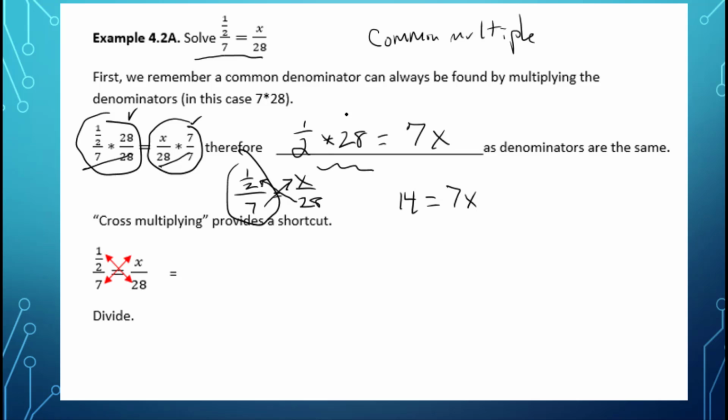So I can cross multiply, and then divide. Obviously I'm going to divide by 7 because 7 over 7 is 1. X then equals 2. And so that shows the technique of cross multiplying. This is our fundamental technique. This will work obviously every time.